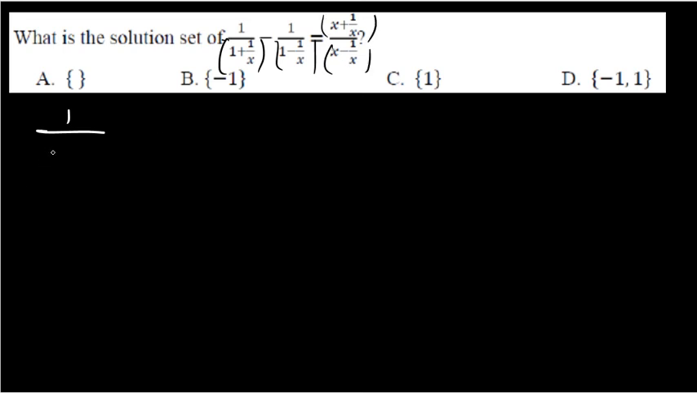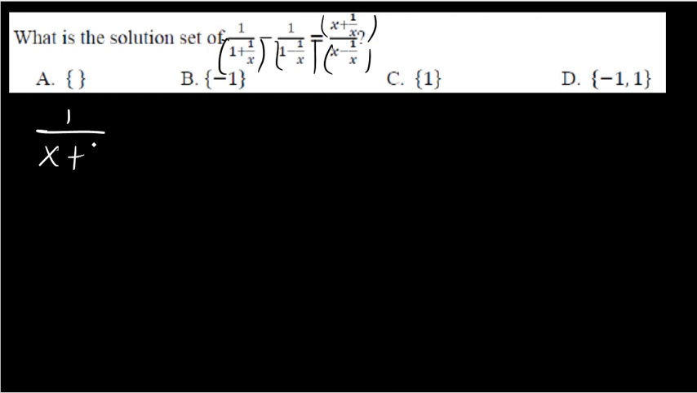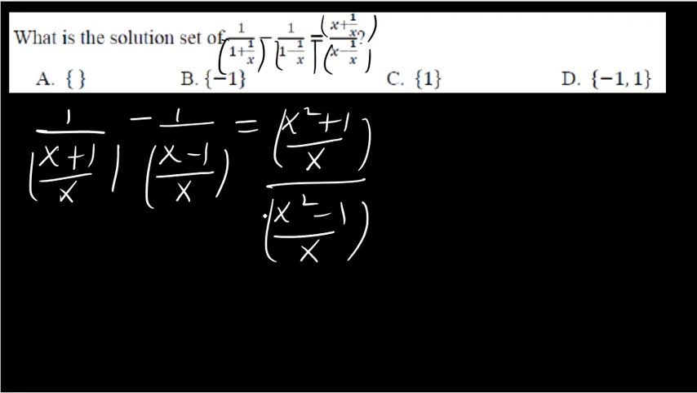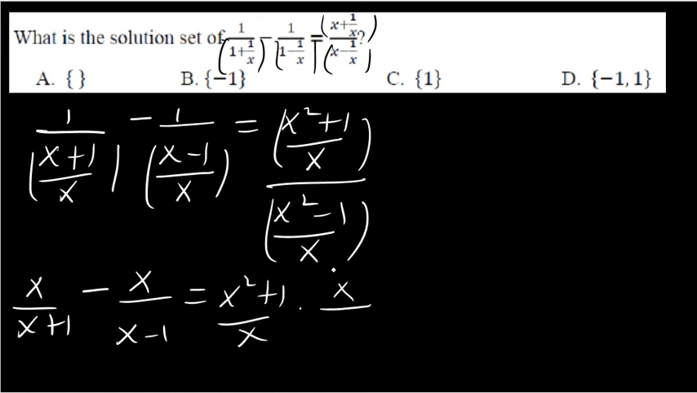Let's do it. So it will be, let's use white marker, (x plus 1) over x minus again 1 over x minus 1 over x is equal to (x square plus 1) over x, that is the numerator part, the whole over again (x square minus 1) over x. Next step, it's going to be x over x plus 1. We need to flip this one because it's 1 over, minus the same manner x over x minus 1, is equal to (x square plus 1) over x times x over (x square minus 1), which is the same as (x minus 1) and (x plus 1).